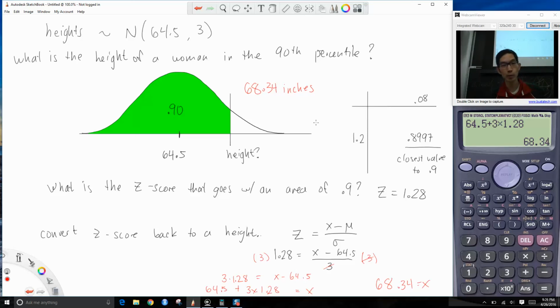So the height of a woman in the 90th percentile is about 68.3 inches. So it's like 5 foot 8 and something. Does that sound reasonable? I would like to have more example time, but we're going to run out of time, so I have to go on. Make sure you can study this example. You're definitely going to see questions like this on the midterm.